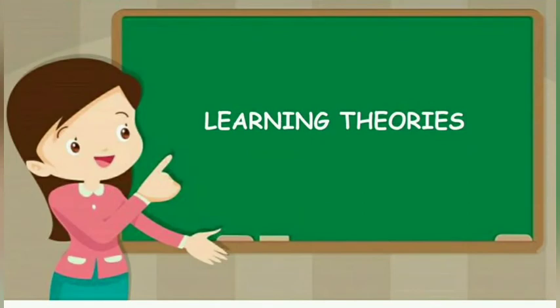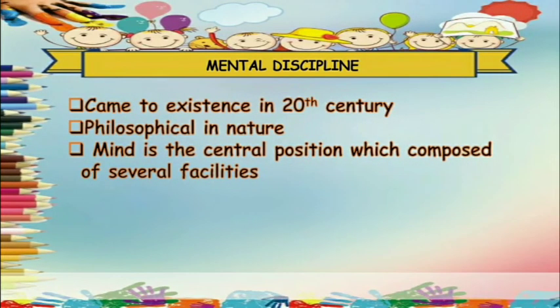Now let's proceed with the last discussion, the 6 theories of the transfer of learning. First, mental discipline. This theory came into existence in the 20th century. It is philosophical in nature. Mind is the central position which is composed of several faculties. In this theory, bright students learn better than slow learners because memorization is faster in bright students, whereas slow learners.